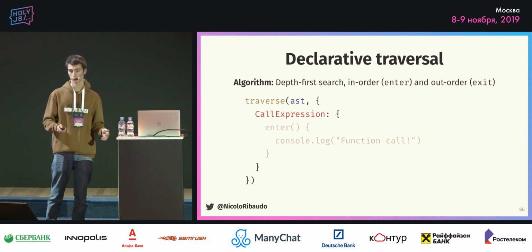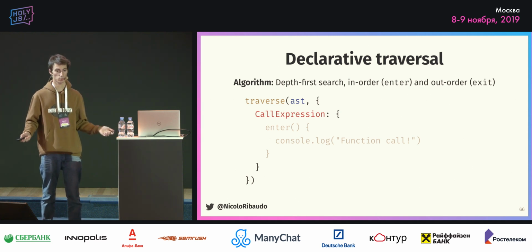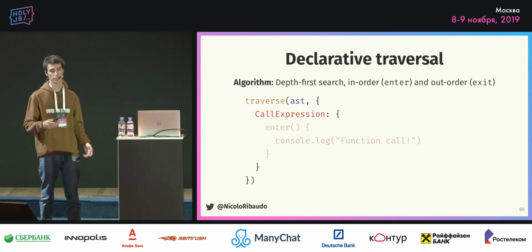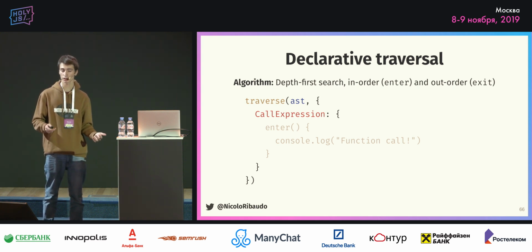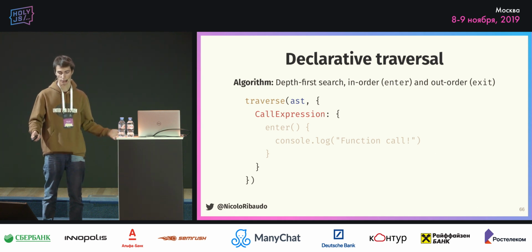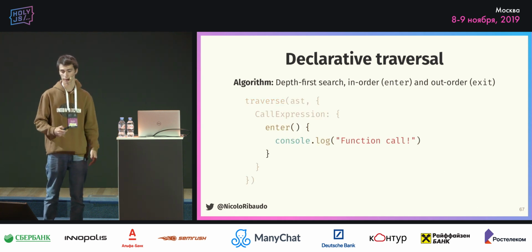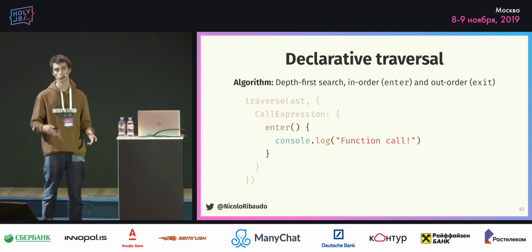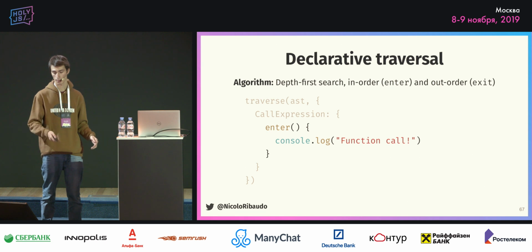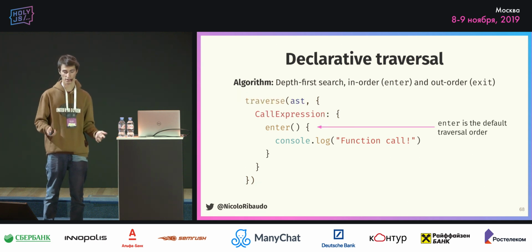Okay, so Babel traverse just exports a function, traverse, which gets the AST and an object with all the nodes you want to visit. In this case, we are only visiting call expressions. Then you can specify when you want your visitor to run, if it's in order or out of order. Enter is the default order, so you can just omit it.